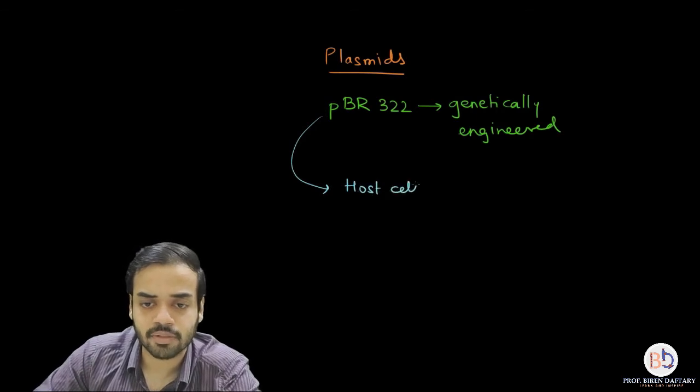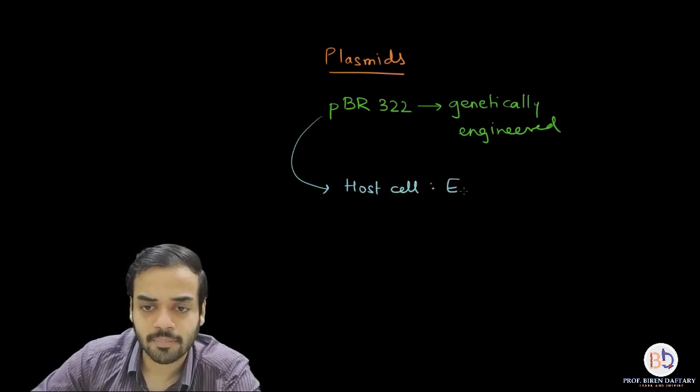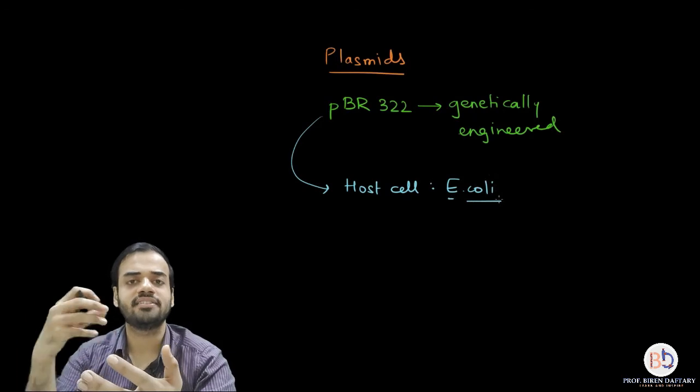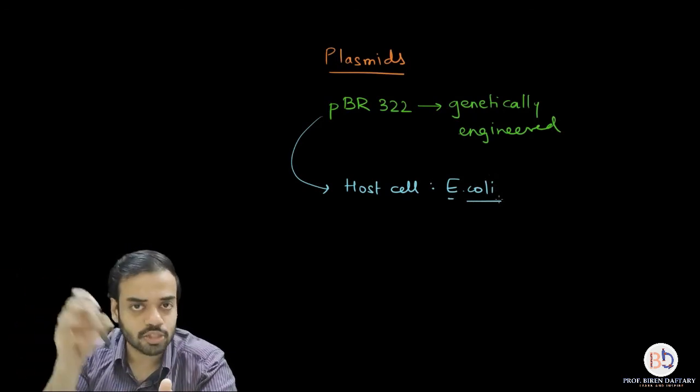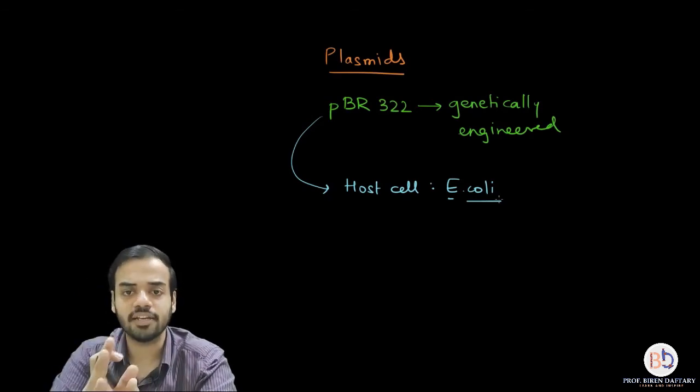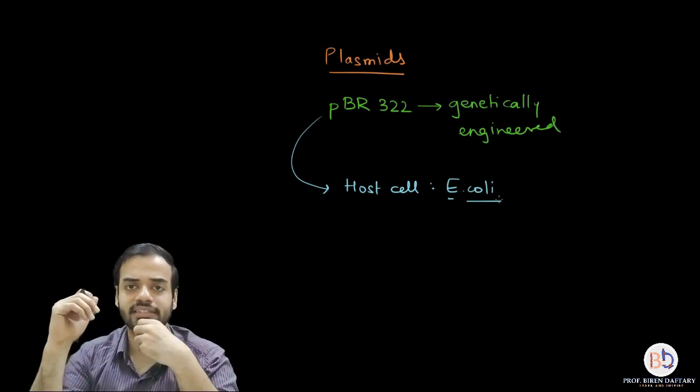coli. Please remember this. E. coli is a bacterium which is called Escherichia coli. Most of the plasmids are designed in such a way that they can be inserted into the E. coli bacterium, and they can do their job. Is this clear? Okay, I will write down some more examples of plasmids.